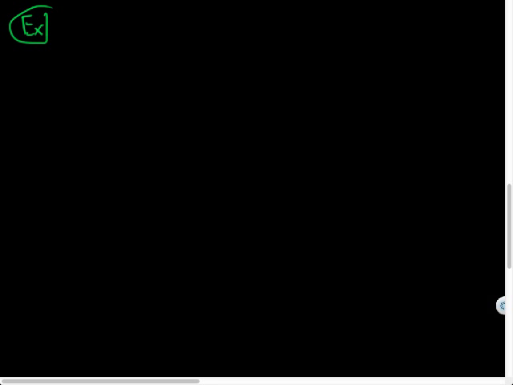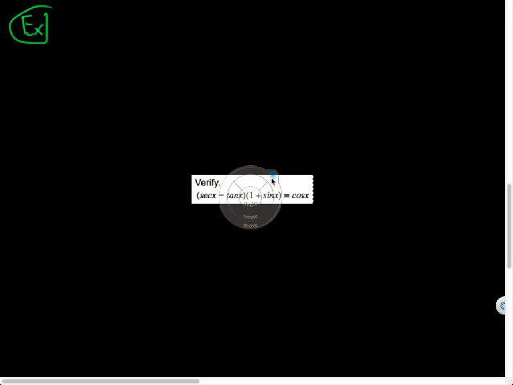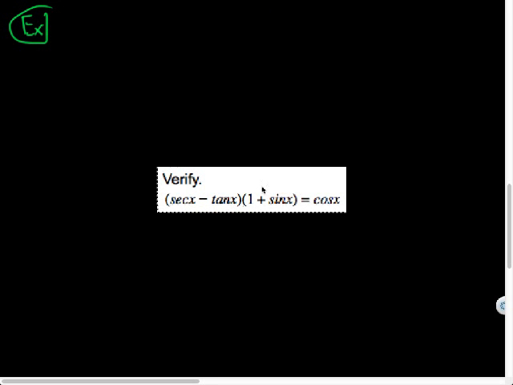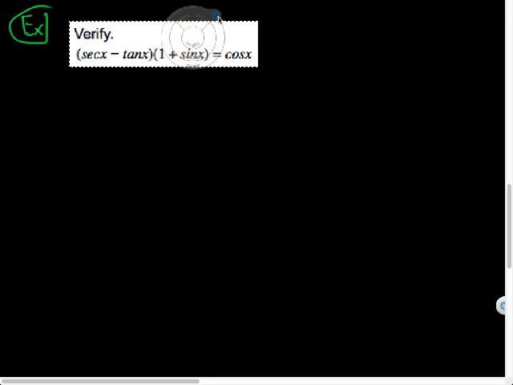And here we are. Nice. This will be using a little bit of algebra. Secant x minus tan x, all in parentheses, multiplied by 1 plus sine x equals cosine x.